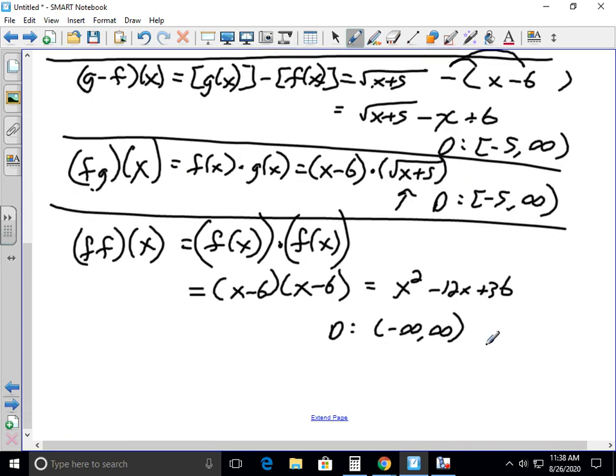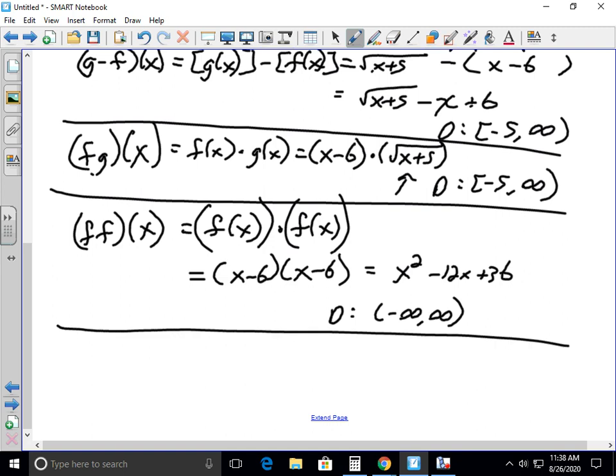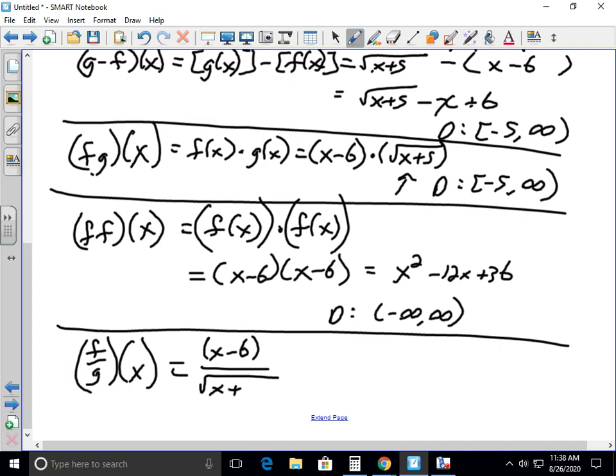Then the last two are f over g and g over f. So f over g would be x minus 6 over the square root of x plus 5.